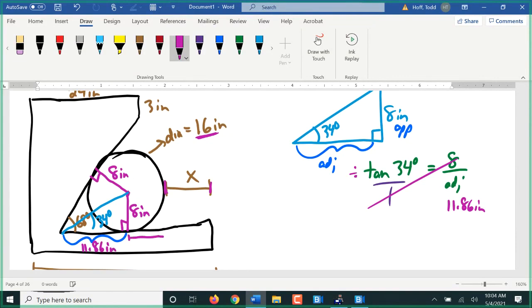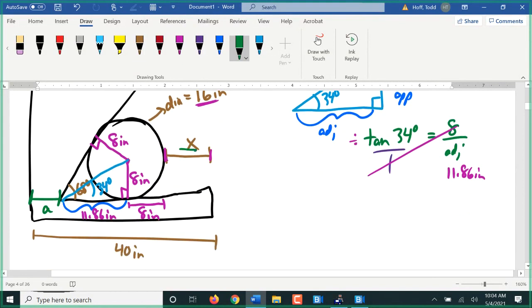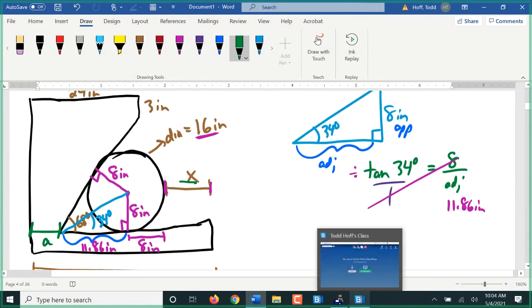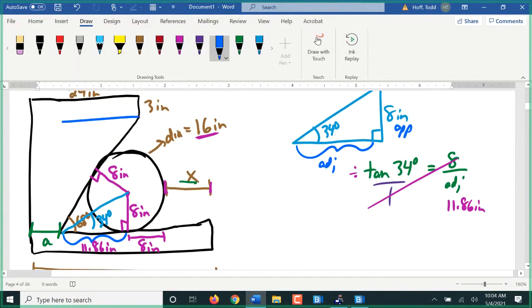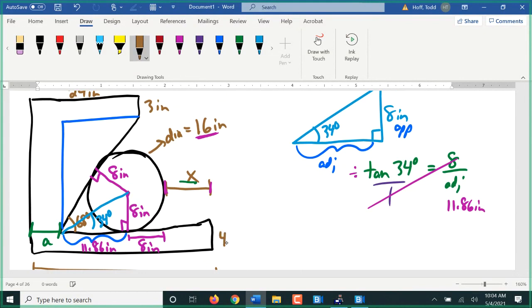We know the distance from here to here is just the radius of our circle, which is 8 inches. What we don't know here, at least not yet, is this distance here. So I'm going to label that distance A. If I find that, then we can find X rather simply by just subtracting those dimensions from 40. Find A. I look at this triangle, and I see that there is a piece of information I'm missing here. So let me fill it in here. I'm going to say this is 4 inches here, and that's 4, 3.